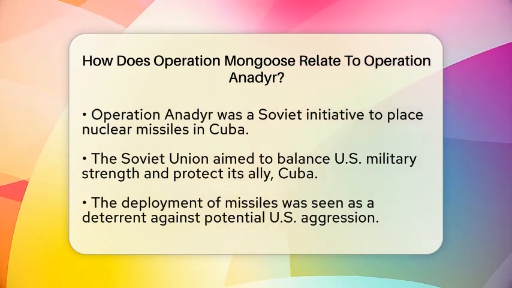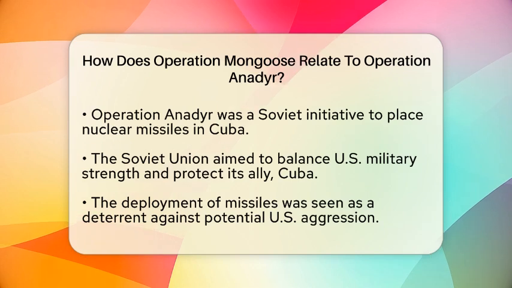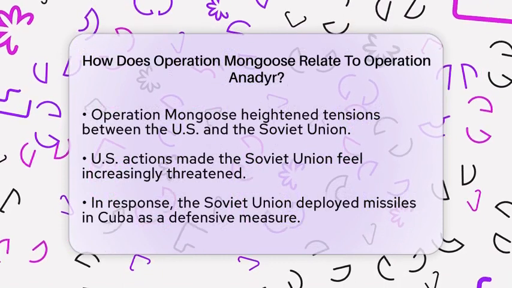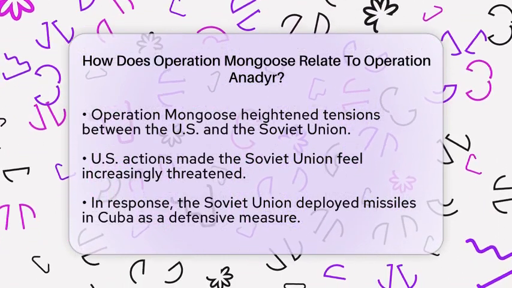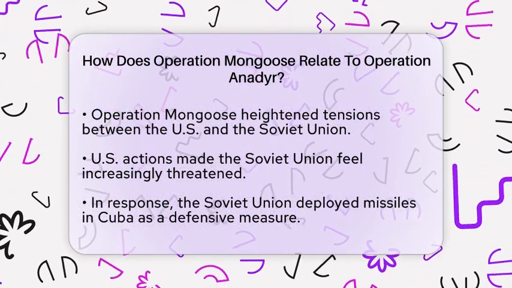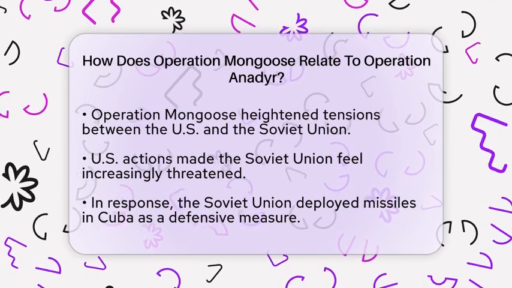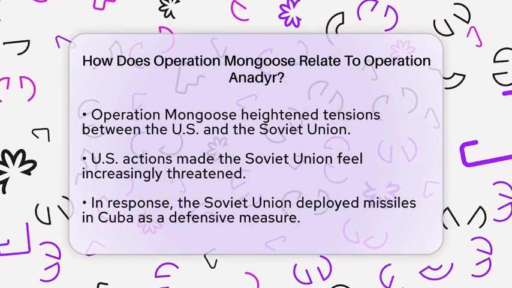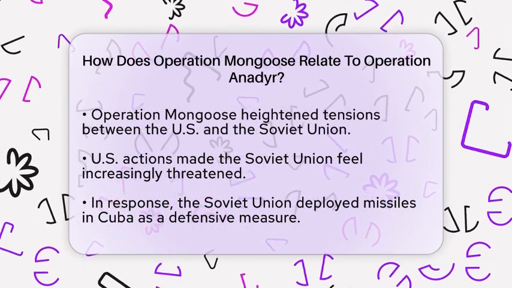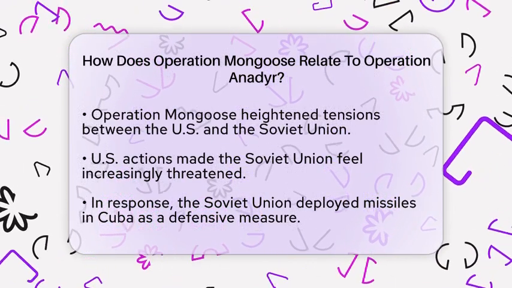Now, how do these two operations relate? The actions taken during Operation Mongoose heightened tensions between the United States and the Soviet Union. The United States' efforts to undermine Castro's government made the Soviet Union feel increasingly threatened. In response, the Soviet Union decided to take defensive measures by deploying missiles in Cuba through Operation Anadyr. They believed that by placing these missiles on Cuban soil, they could better protect their ally and maintain a strategic balance against the United States.